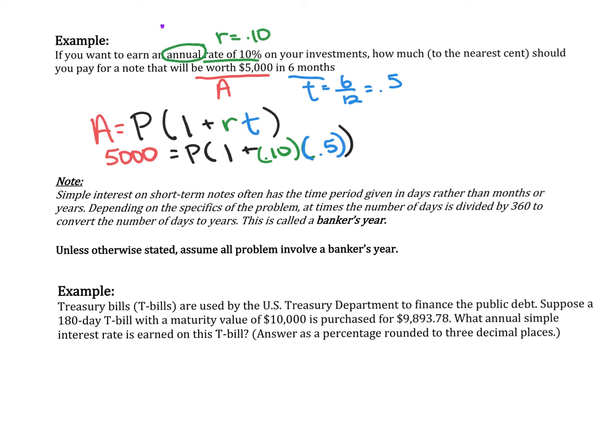And so now when we work this, remember, we always want to try to work the inside of the parentheses part first. So when I multiply 0.1 times 0.5, I get 0.05. And I'm going to add that to 1. So it's going to clean up to be this over here. 5,000 is equal to, I'm still looking for P, but this will be 1 plus 0.05, so it'll be 1.05 there.